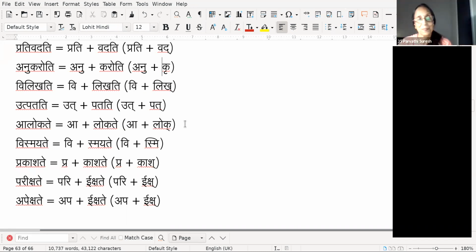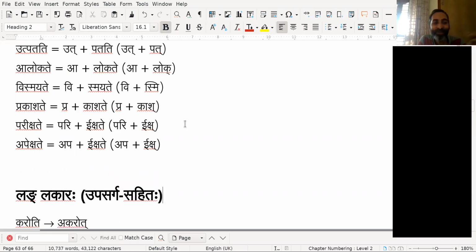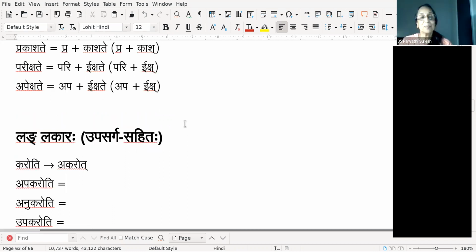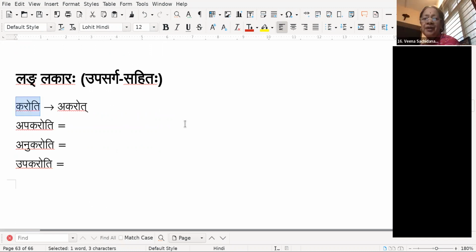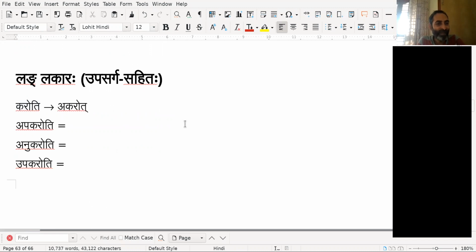Okay, now let's try some interesting stuff. We'll do Langlakara with the Upsarga Sahita. So now what is the Langlakara for Karoti? We all know that, right? Akarot. Now, there is a word called Apakaroti, which means you do something bad. Now, what do you think will be the lang lakara for this?